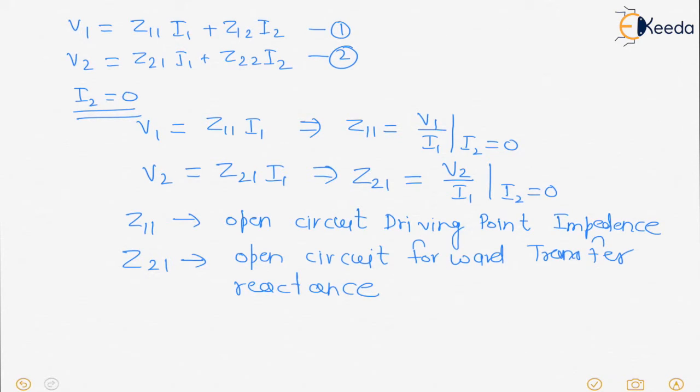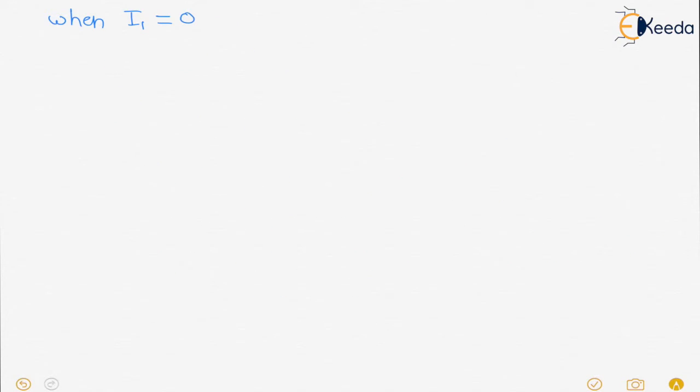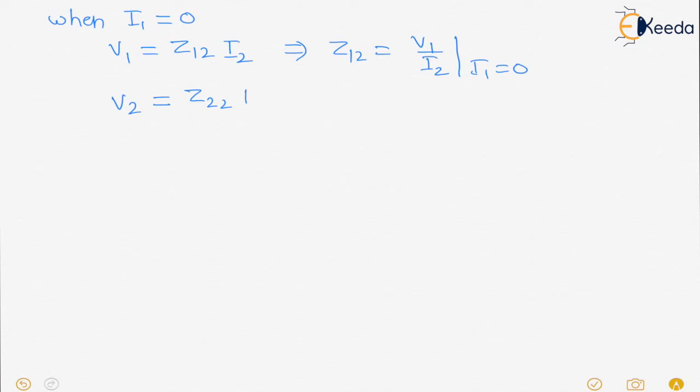In the same way we can calculate the value of Z12 and Z22 when I1 will be equal to 0. Then equation 1 can be written as V1 is equal to Z12 into I2, from where we can calculate Z12 is equal to V1 upon I2 when I1 is equal to 0, as well as V2 can be written as Z22 into I2, so Z22 can be written as V2 upon I2 when I1 value is equal to 0.